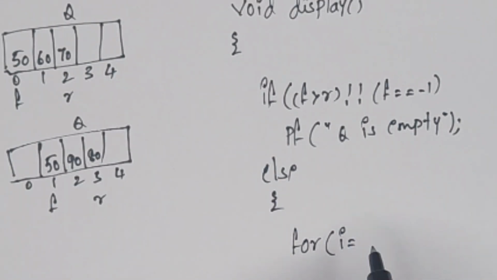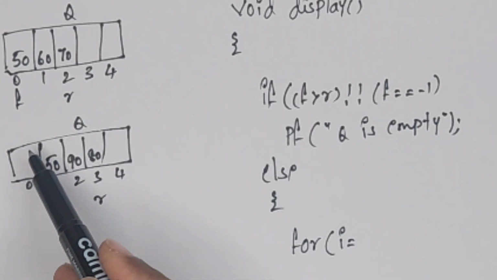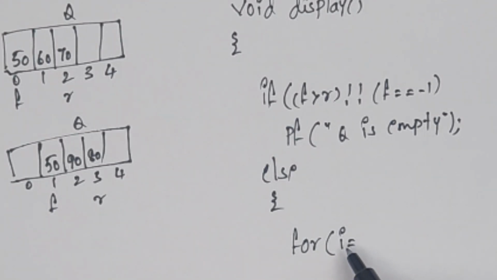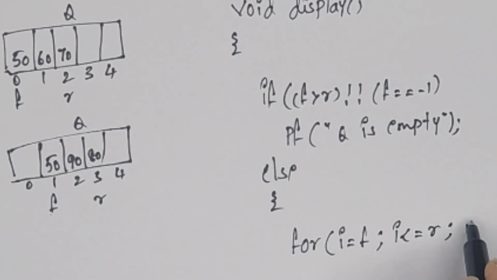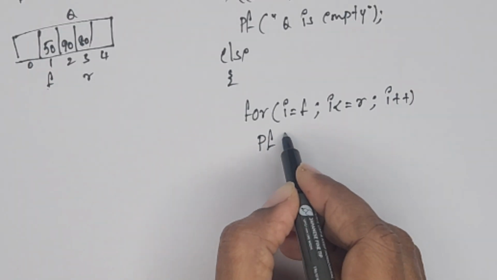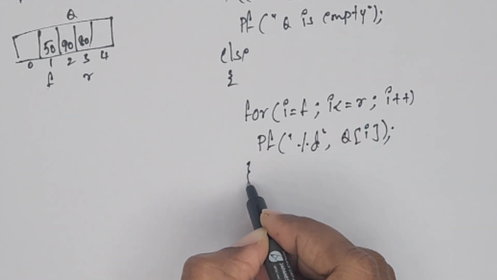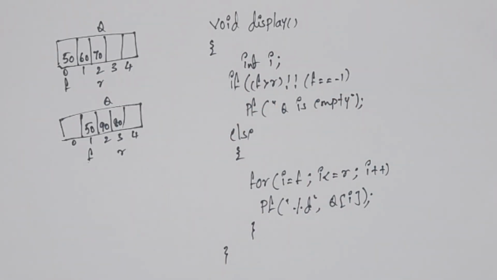For I, it starts from always 0? No. See, if we take this example, there is no element in the 0th location because this one is removed. Once you remove this one, F becomes 1. So we cannot start with 0. Always we'll start with front only, front element to rear element. We have to repeat the for loop: I starts from F, I less than or equals to R, I plus plus. Printf percent t, Q of I. So this is the display function, declaring this I.